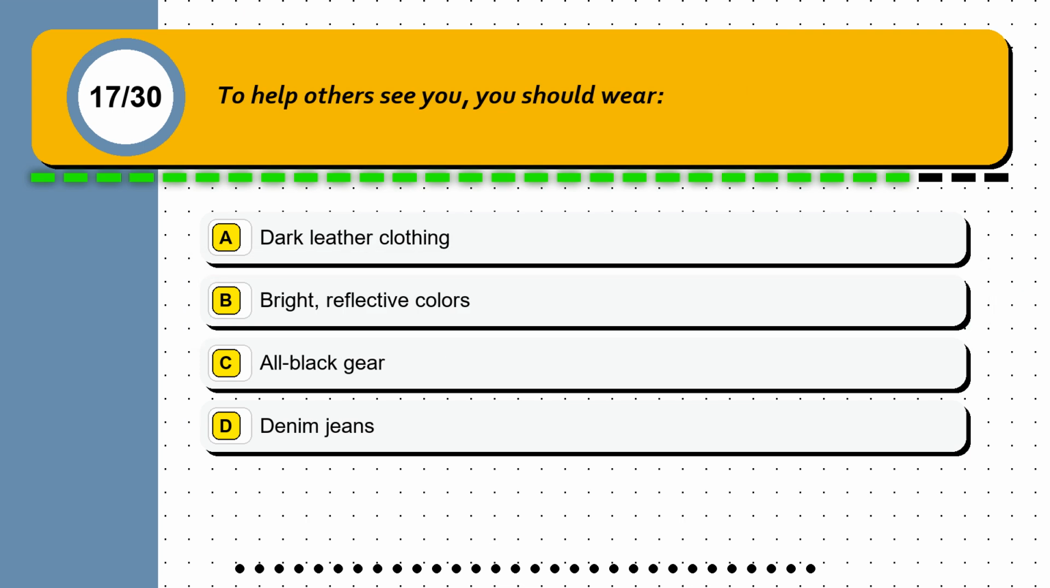Question 17. To help others see you, you should wear: Option A. Dark leather clothing. Option B. Bright, reflective colors. Option C. All black gear. Option D. Denim jeans.